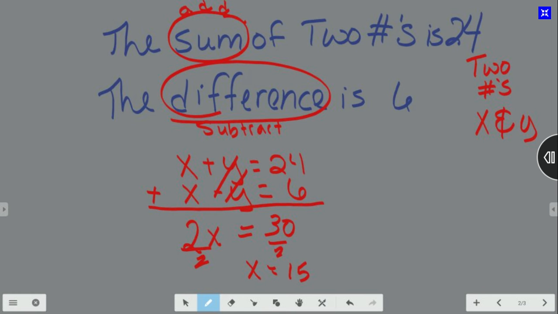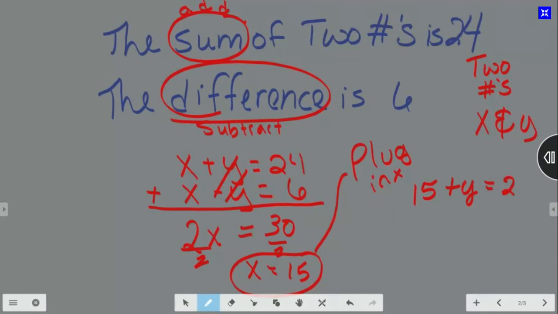Now, what do I do with this information that x is equal to 15? I say x is 15. I have the equation x plus y equals 24. So that is 15 plus y equals 24, right? We just plug it in. Wherever the x was, we're going to plug it in.